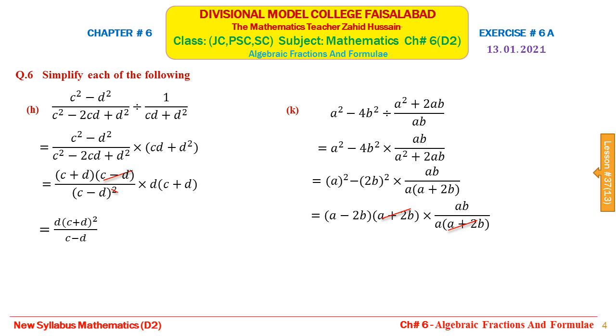We will cancel out a plus 2b with the a plus 2b, and this a with this a. Now we are left with a minus 2b multiplied by b. So our final answer is b multiplied by a minus 2b.